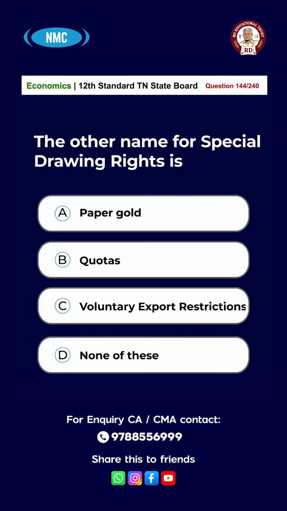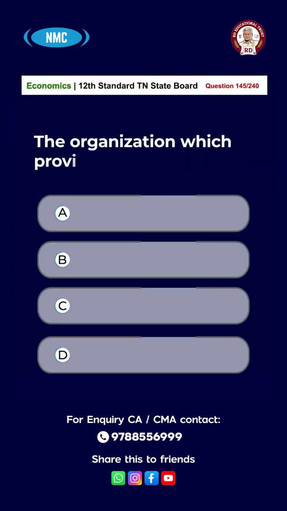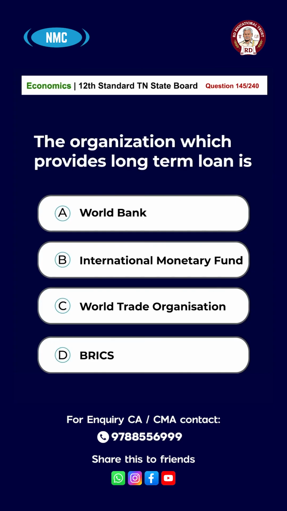Question number 144. The other name for special drawing rights is A. Paper gold, B. Quotas, C. Voluntary export restrictions, D. None of these. The answer is option A. Paper gold.